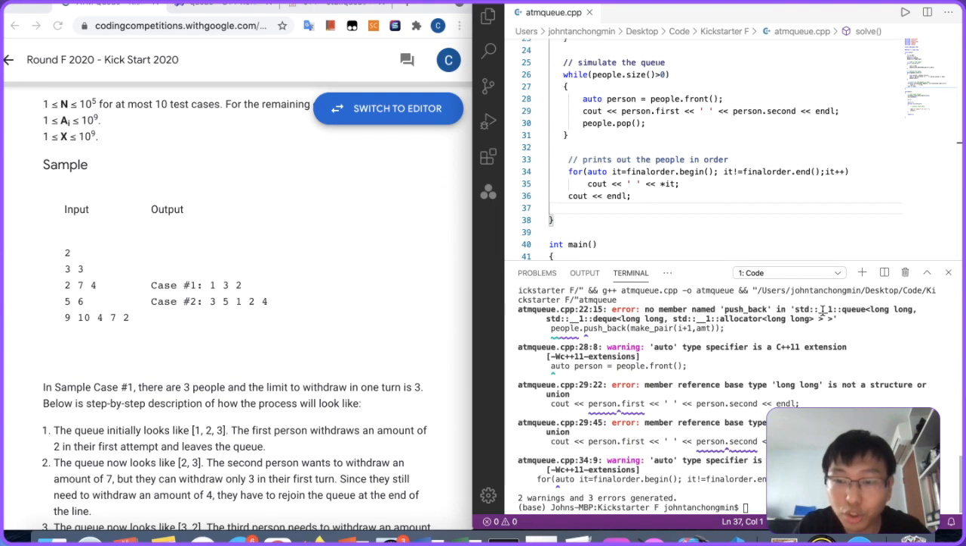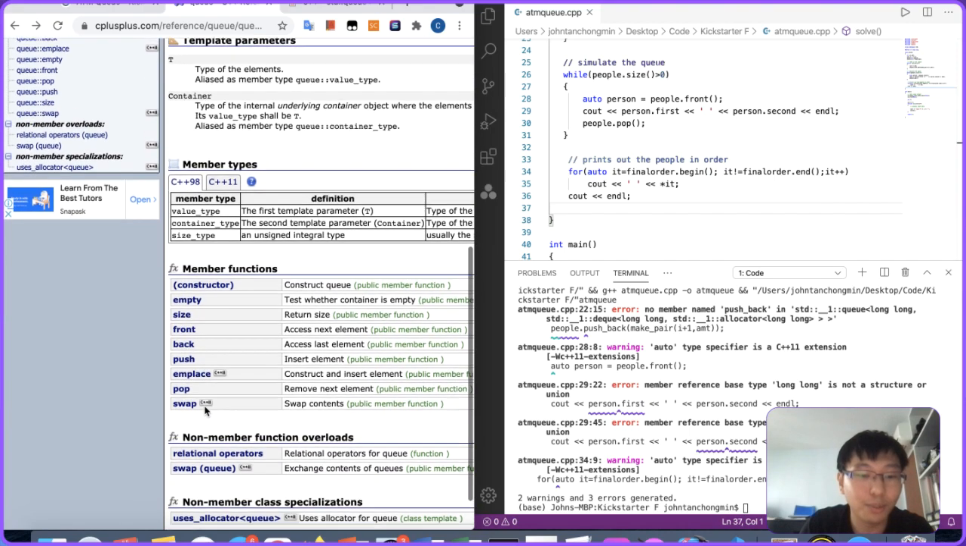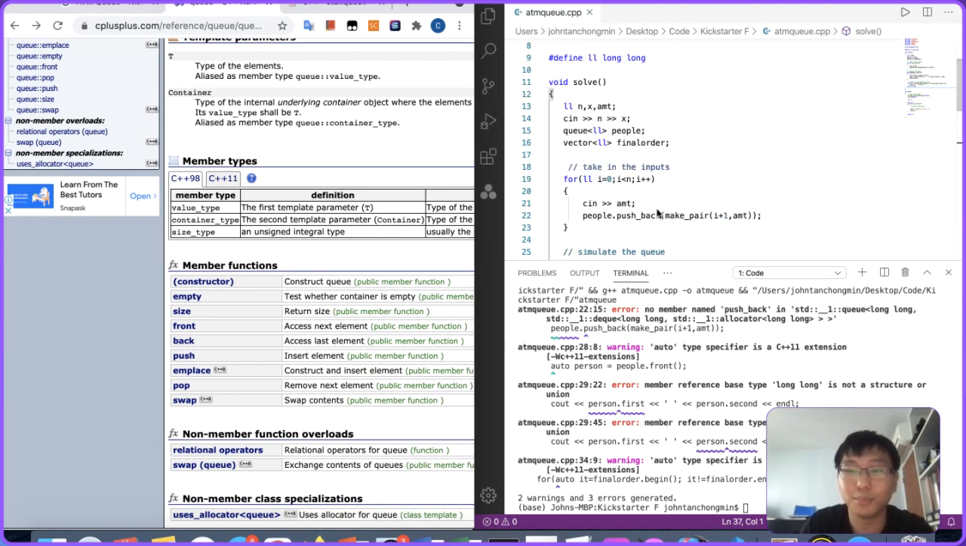No member got pushback in queue long long. No member got pushback. This is not possible, there's definitely a pushback in the queue type. There's a push. Oh, it's called push. Okay, it's called push, it's not pushback. Pushback is for vectors.